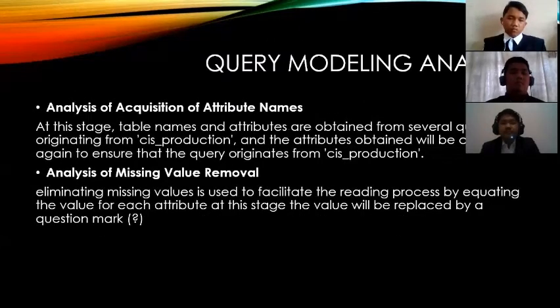Next, query modeling analysis. The third is analysis of acquisition of attribute names. At this stage, table names and attributes are obtained from several queries from sys production, and then the attributes obtained will be checked again to ensure that the query is original from sys production. Fourth, analysis of missing values. Eliminating missing values facilitates the reading process by equating the value. For its attribute, the value will be replaced by a question mark.